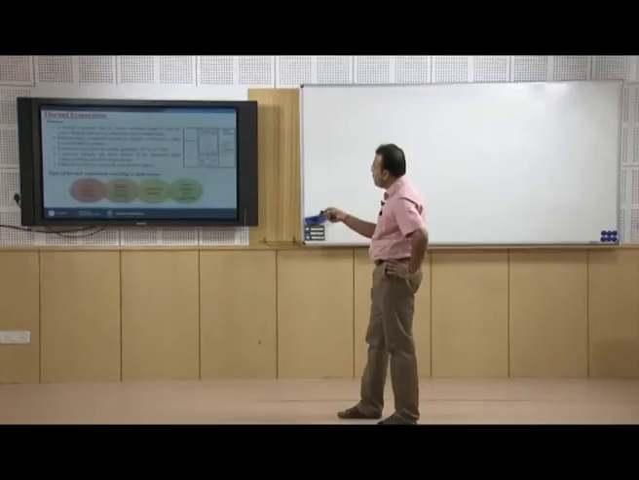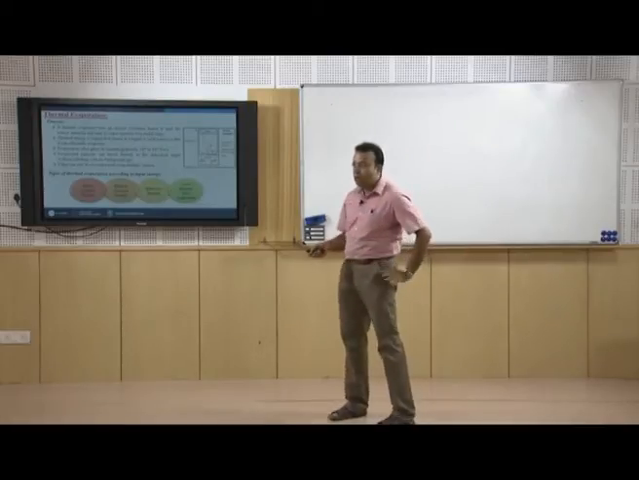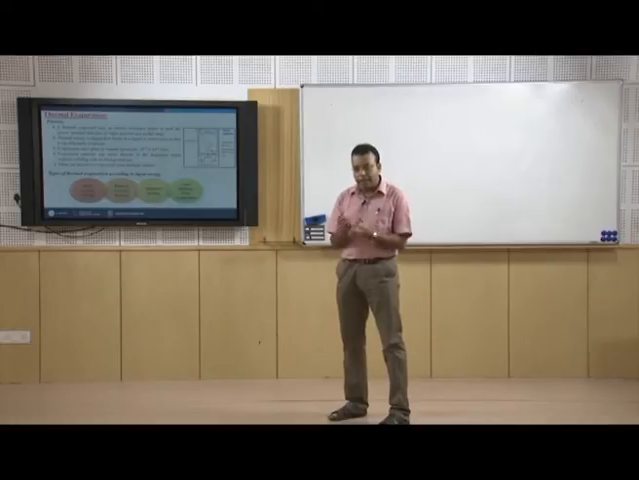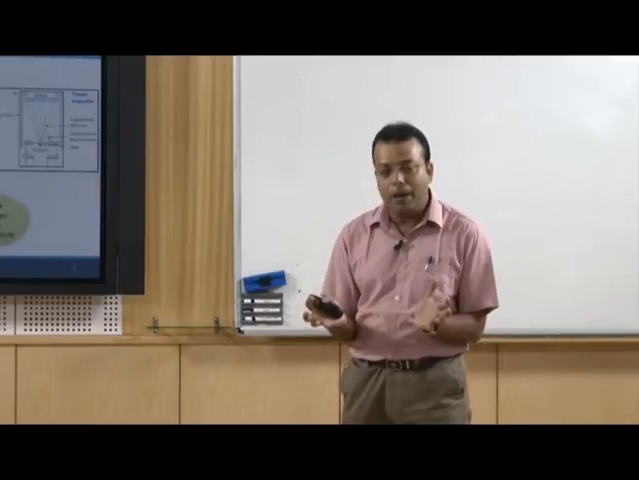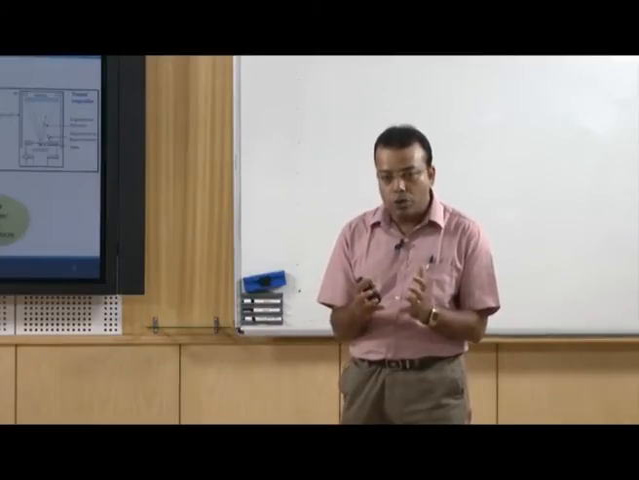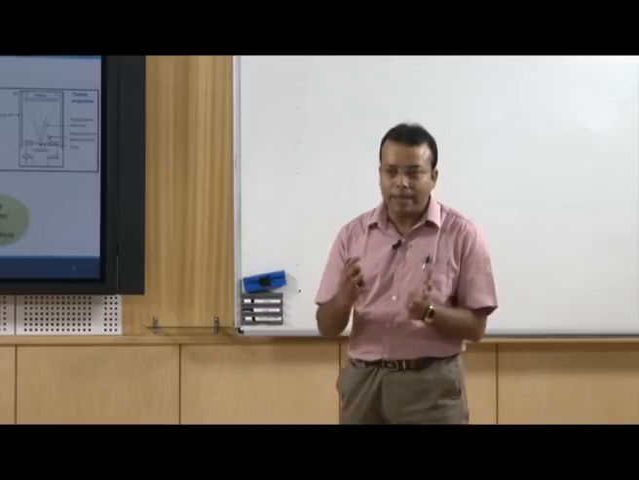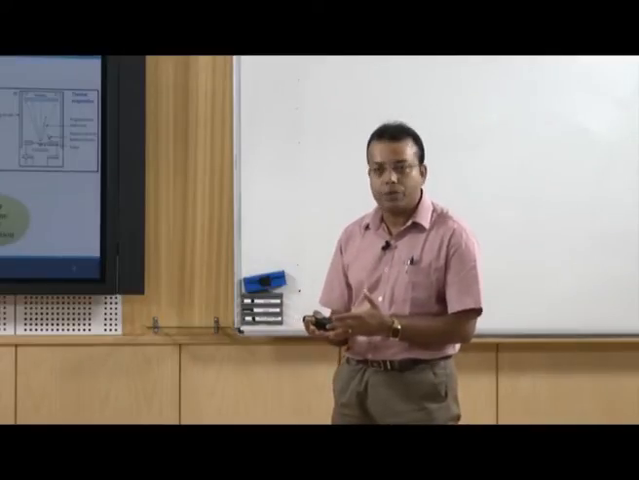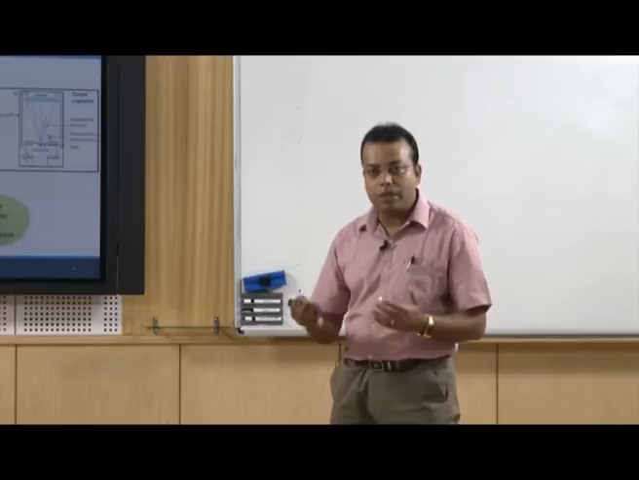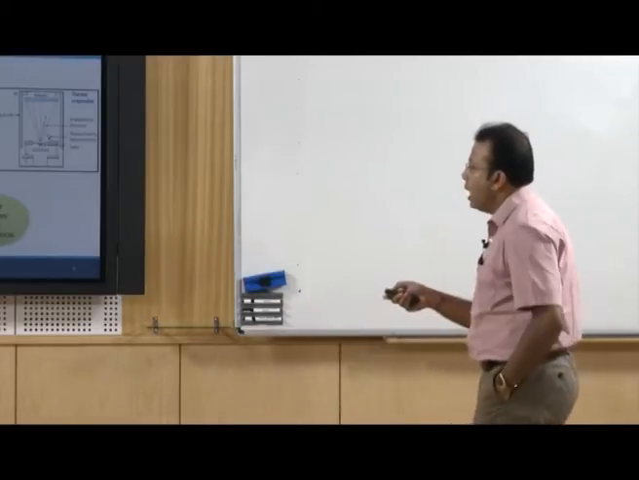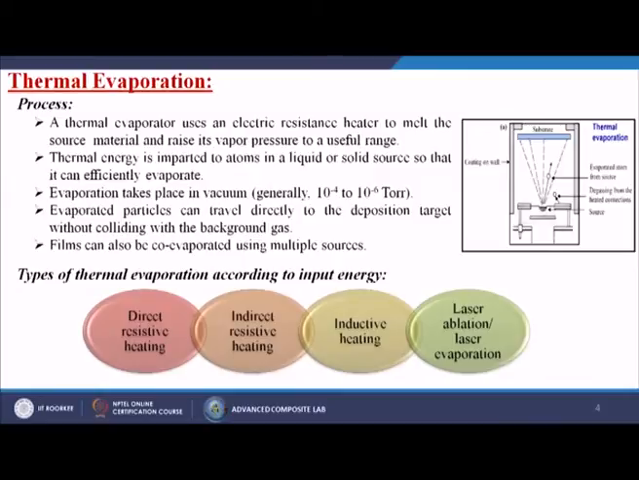A thermal evaporator uses an electric resistance heater to melt the source material and raise its vapor pressure to a useful range. Sometimes we use a heating element or heating coil, which gives a thermal environment by which your source comes into the vapor form, and that vapor deposits onto your substrate, whether metals, ceramics, or polymers. Thermal energy is imparted to atoms in a liquid or solid source so that they can efficiently evaporate. Evaporation takes place in vacuum.